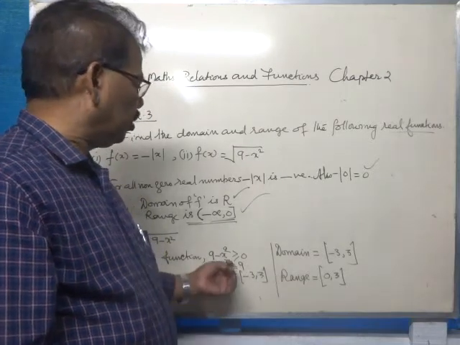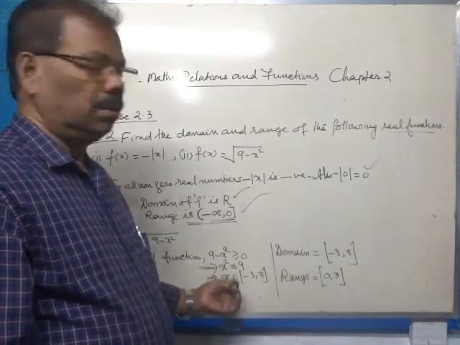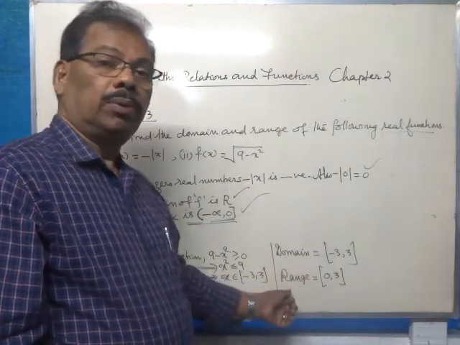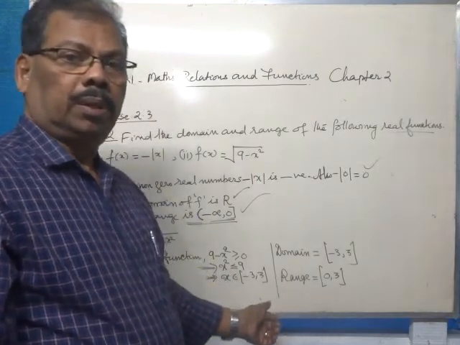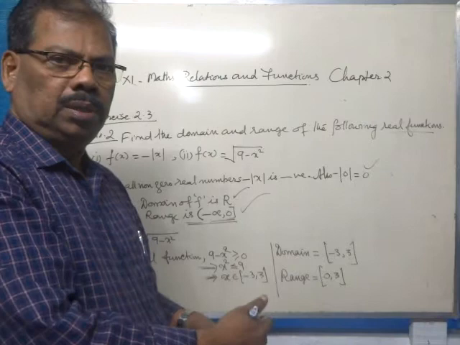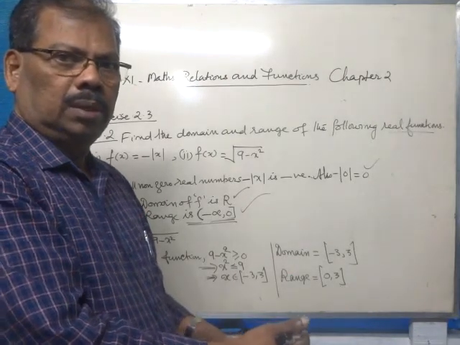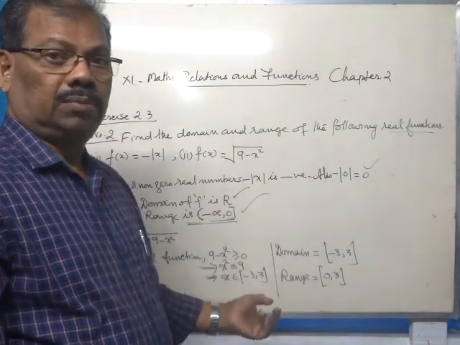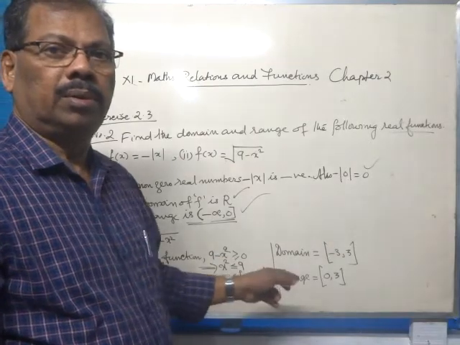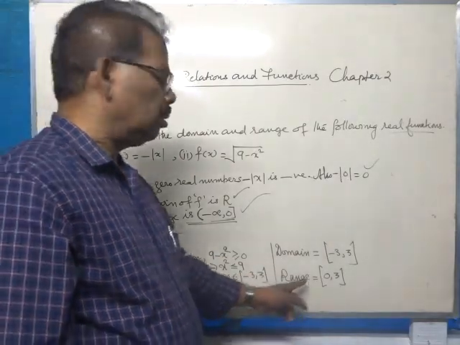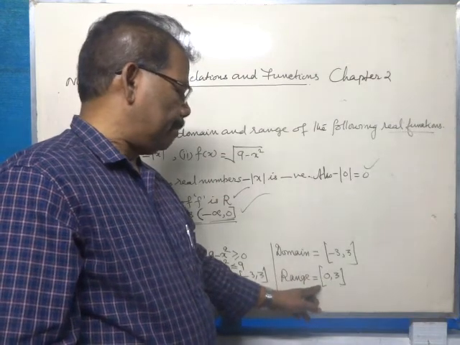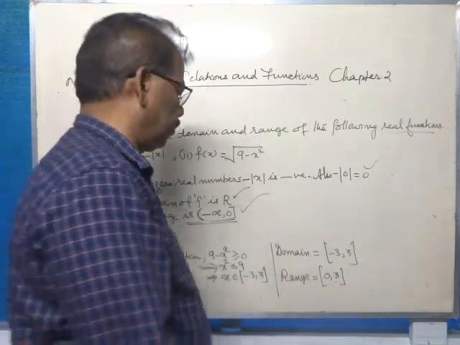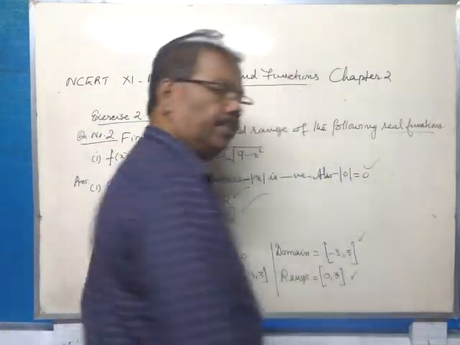and when we take the square root, we can go up to 0. Square root of a number, when it is defined to be a function, then we cannot take both positive and negative because it is a function. The first element, x element, cannot have more than one image. Therefore, range is the interval 0 to 3.